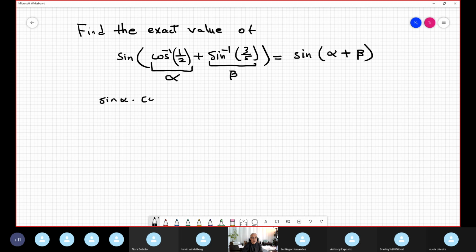Cosine beta plus cosine alpha sine beta. Okay, and who is alpha and who is beta? This is the most important one.